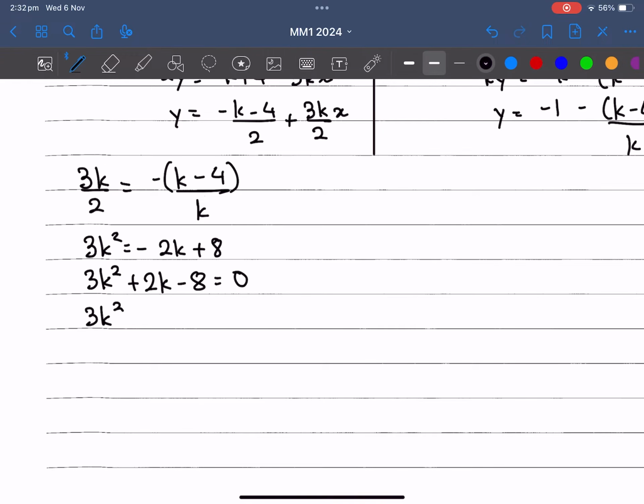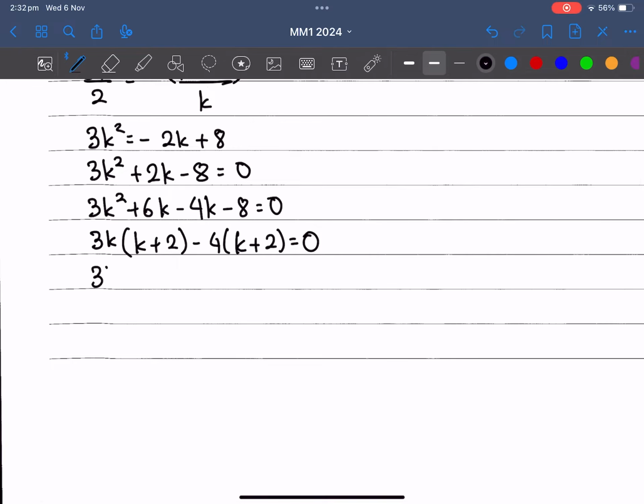So 24, so we need 6 and 4, so 3k squared plus 6k minus 4k minus 8 equals 0. We take the 3k out, so 3k(k plus 2) minus 4(k plus 2) equals 0. So (3k minus 4)(k plus 2) equals 0, so k equals 4 on 3, and k equals minus 2.